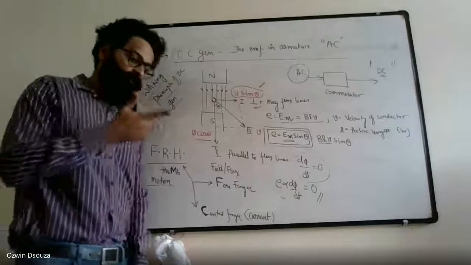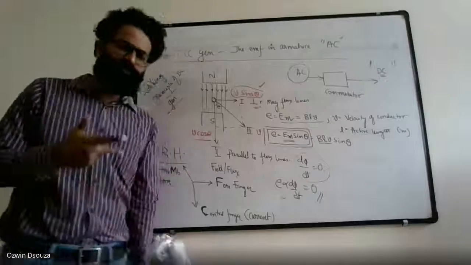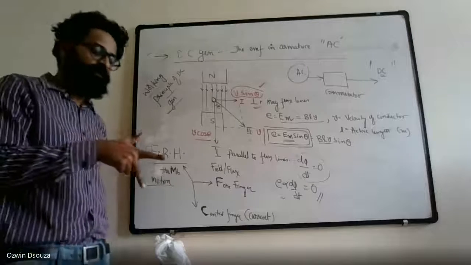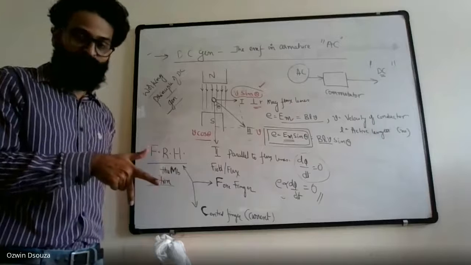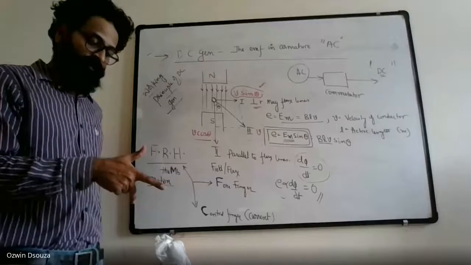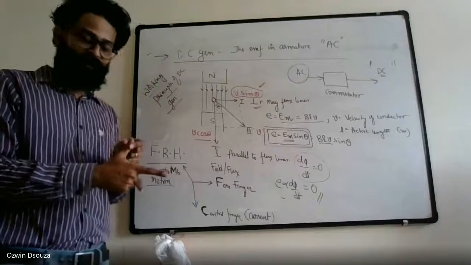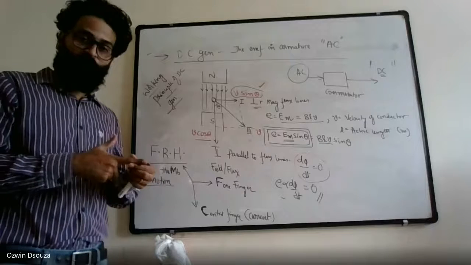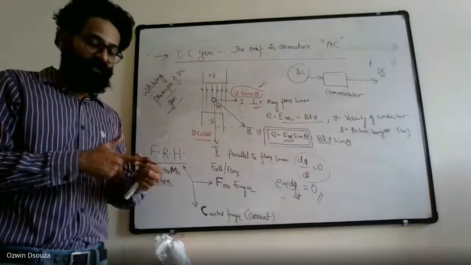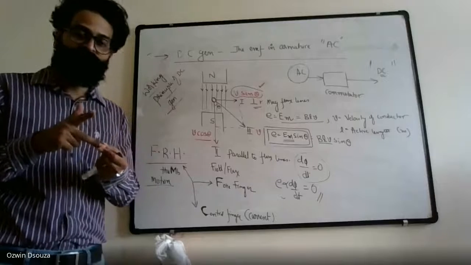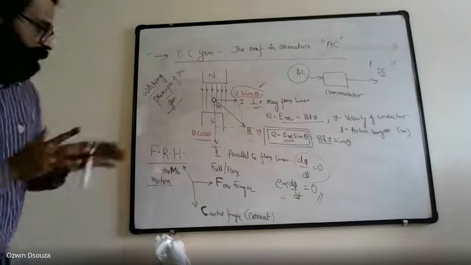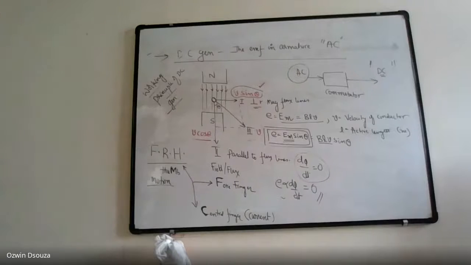So if you outstretch the first three fingers of your right hand in such a way that they are mutually perpendicular to each other, and if the thumb is pointed in the direction of motion, and the forefinger is pointed in the direction of field, then the central finger will give the direction of induced current. That is about Fleming's right hand rule.